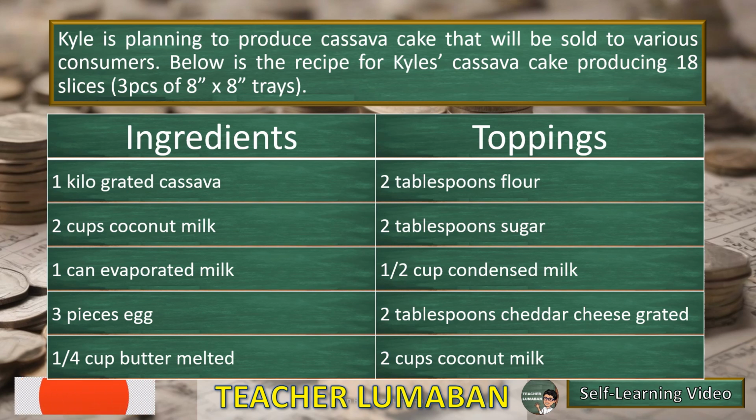Ingredients: 1 kilo grated cassava, 2 cups coconut milk, 1 can evaporated milk, 3 pieces egg, 1/4 cup butter melted. Toppings: 2 tablespoons flour, 2 tablespoons sugar, 1/2 cup condensed milk, 2 tablespoons cheddar cheese grated, 2 cups coconut milk.